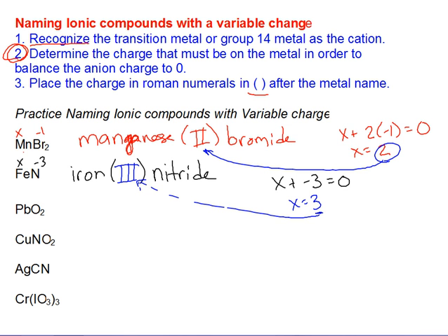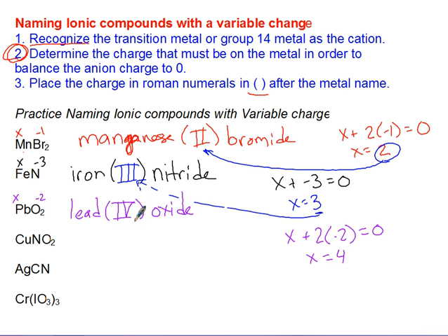Try one more for you. Oxygen has a -2 charge on it. Lead, you don't know. So we're going to call this lead something oxide. So when I do my calculation, X plus 2 of the -2 charges has to equal 0. Therefore, X equals 4. So I put a 4 in my parentheses.